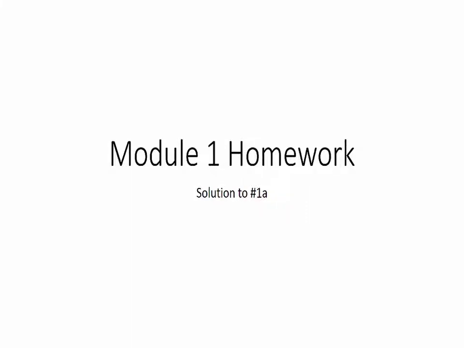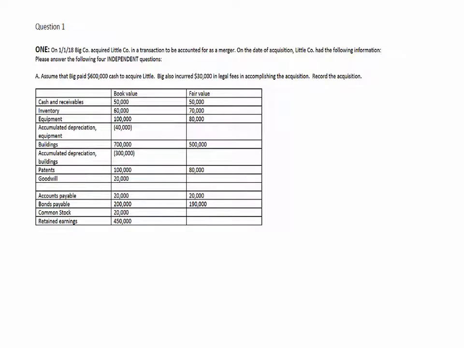Okay, let's go ahead and go through the solution to the first of the Module 1 homework questions. On January 1st, 2018, Big Company acquired Little Company in a transaction to be accounted for as a merger. On the date of the acquisition, Little Company had the following information, and we need to record this acquisition under 4 independent scenarios. So first, we're going to assume that Big Company paid $600,000 in cash to acquire Little.